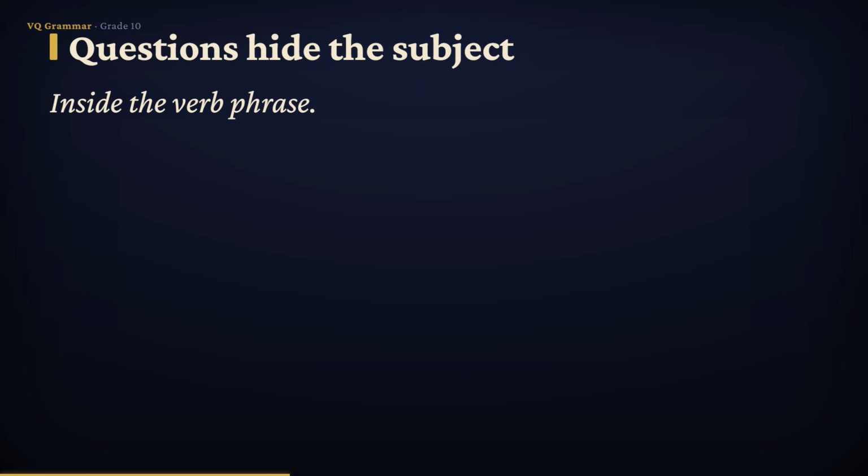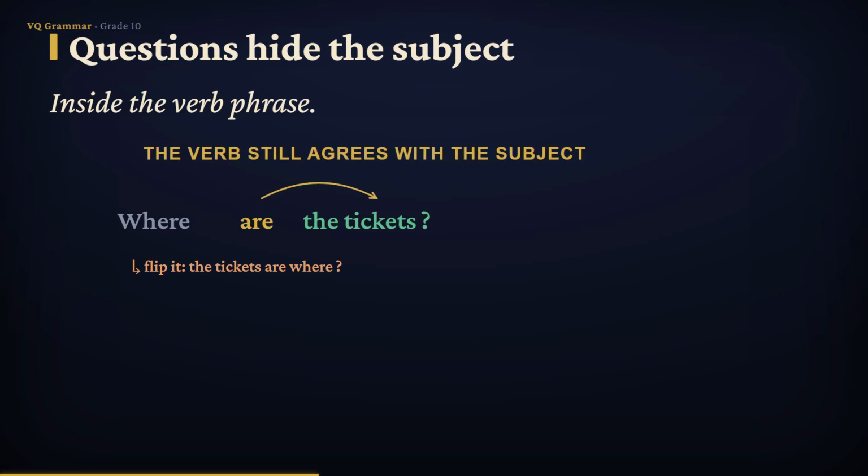Questions invert too, and they tuck the subject into a sneaky place. Take this one. Where are the tickets? The verb is are, and the subject, the tickets, is sitting behind it. Flip it back into normal order, and you can hear the agreement. The tickets are where. Tickets is plural, so are is correct.